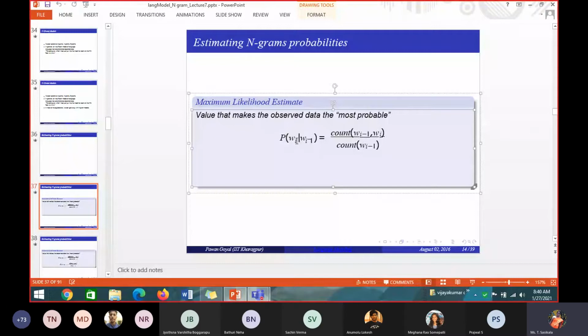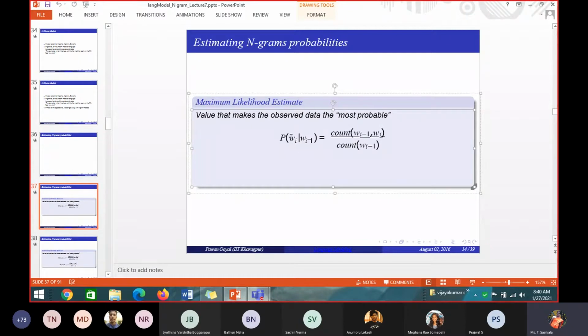See, I am taking dash. I am taking class, or I am taking food, or I am taking an umbrella. Anything it can be dash. So the dash is WI. I want to find the probability of WI given what? I am taking is given. That is the previous word, WI minus 1. Generally, they have given one term.